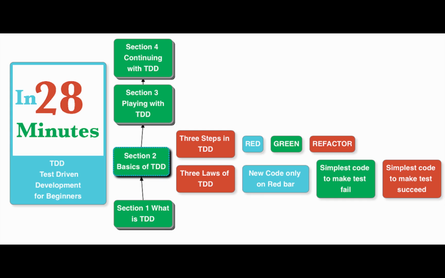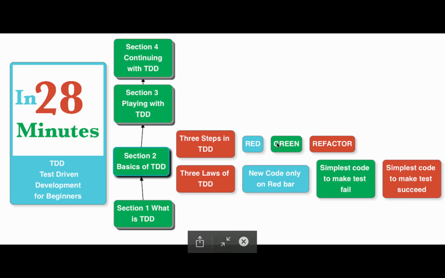In section 2, we'll try and understand the basics of TDD. There are 3 steps in TDD: red, green, and refactor. What is red? Red is writing the failing test. Red is the place where I write a small test which fails, and it's called red because red is a signal of failure. So the first step in TDD is red, writing a failing test.